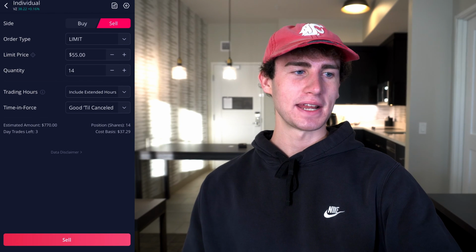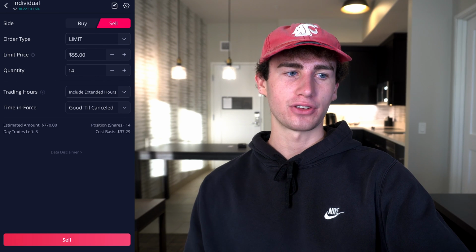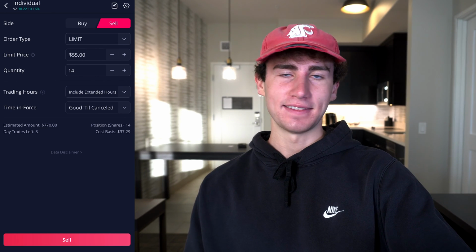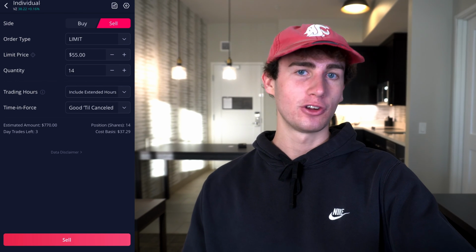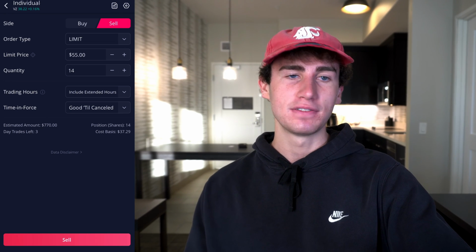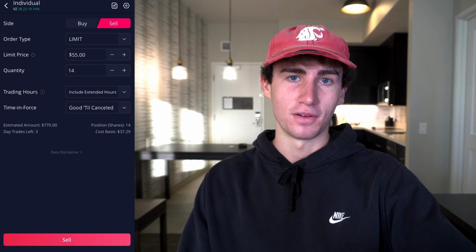You'll then see the estimated amount you'll receive if your limit order executes. You'll see the total shares of the stock that you currently own, and then the cost basis, which represents the average price per share that you paid for each share of the stock that you own. So I know that if my limit order executes at $55 per share, I'll have profited because that's well above $37.29 per share. Now that you know how to trade stock using a limit order on Webull, there are two things that you need to understand before getting started yourself.